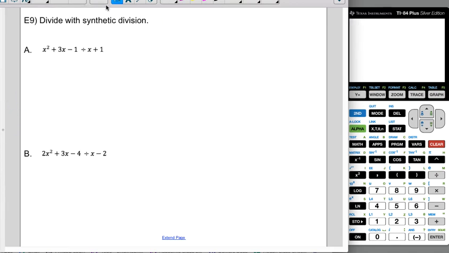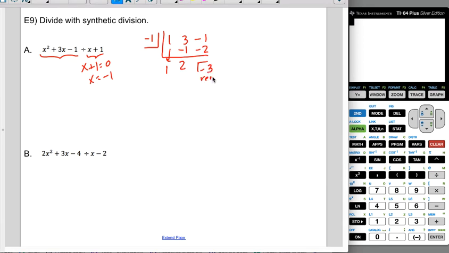All right, so let's go ahead and divide with synthetic division. So I set my divisor equal to 0, right? That number goes in the top box. I put the coefficients across the top, so 1, 3, -1, right? And then I drop the first number straight down, multiply, add straight down, multiply, add straight down. This is my remainder, and then I work backwards from the remainder, number, x, etc. So my answer to A is x plus 2 plus my remainder over the divisor.